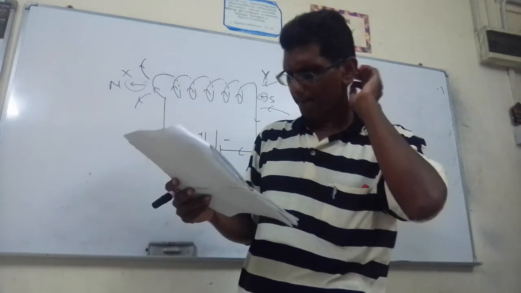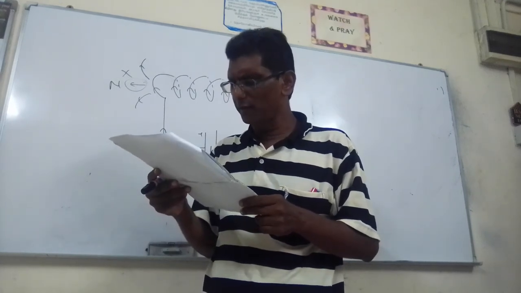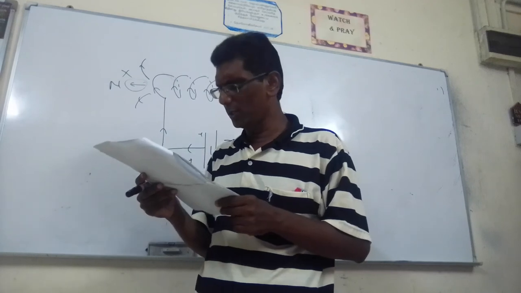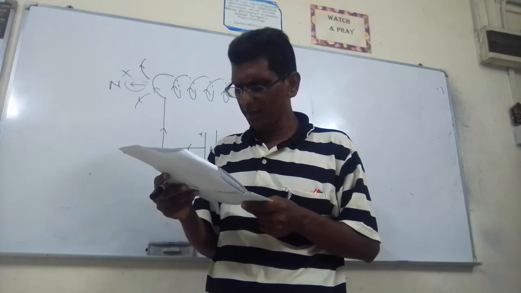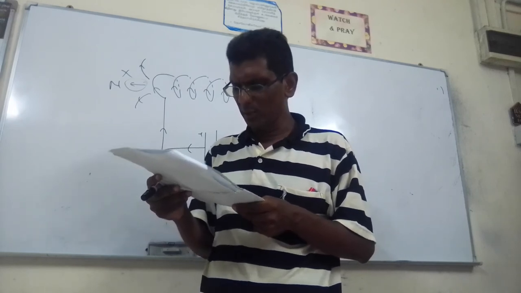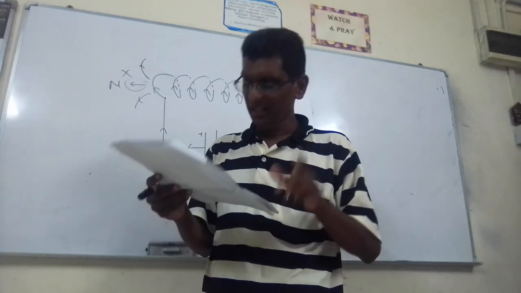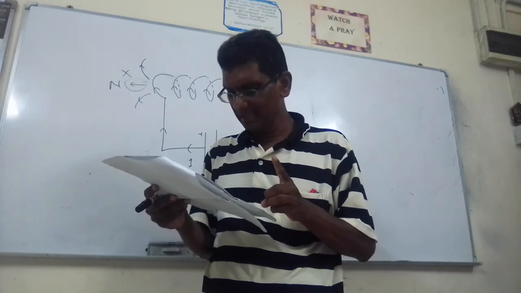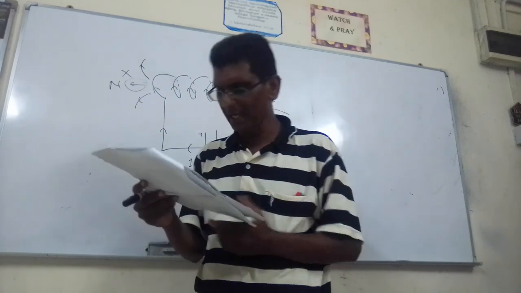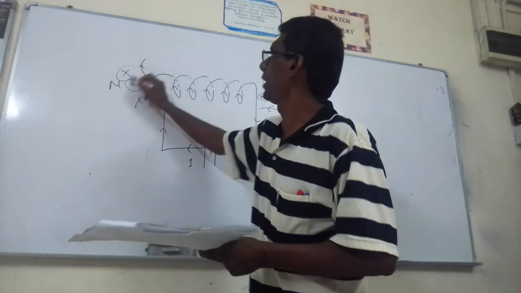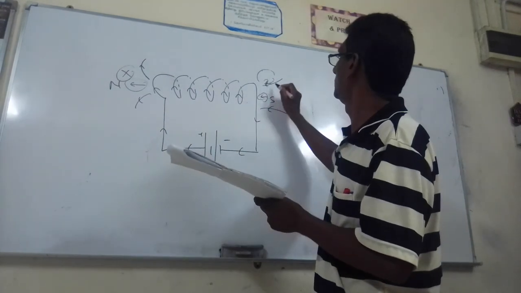And question number 15. Current flows in a solenoid as shown in the figure. X, Y, Z are points along the axis of the solenoid. How do the strengths of the magnetic field at X, Y, Z compare? Answer B: equal at X and Z, but stronger at Y. X and Z are equal.